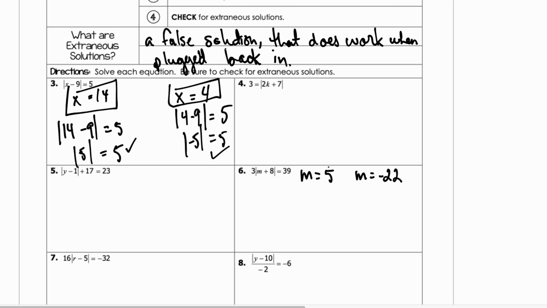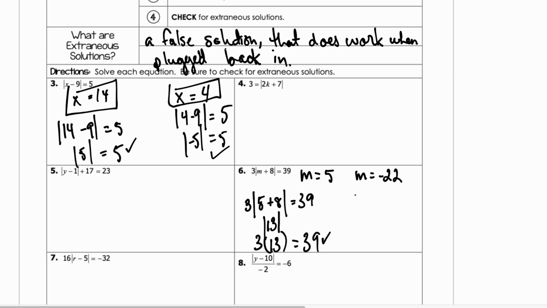Okay, and we're going to plug these numbers back into the original equation. So we're going to keep everything the same. So I have 3 times the absolute value of 5 plus 8 equals 39. So 5 plus 8 is 13. And then the absolute value, let me not skip a step. So we have the 13. The absolute value of 13 is 13. Now I can bring down my 3. 3 times 13 is in fact 39, so that checks out.